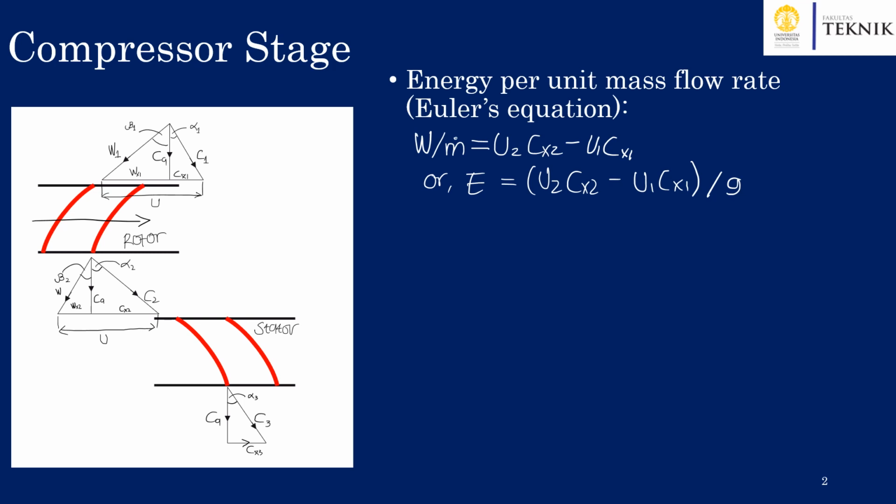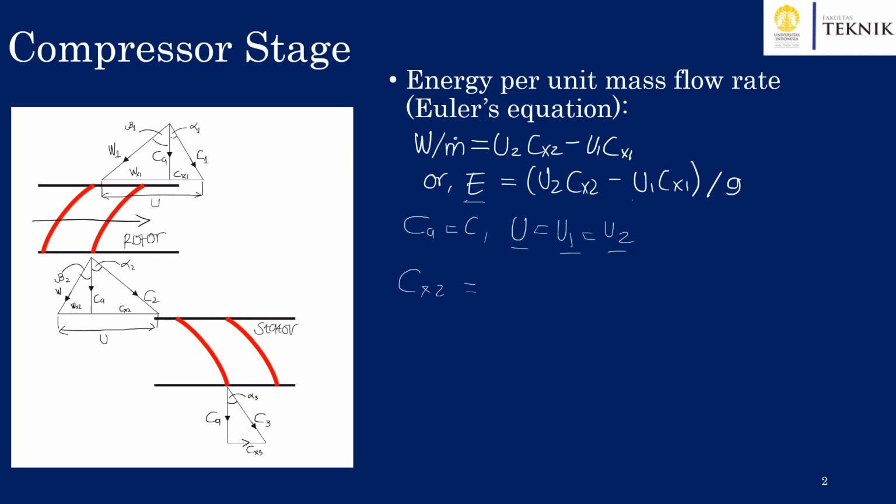Or we can write this as the Euler head equal to U2 multiplied by Cx2 minus U1 multiplied by Cx1, divided by the gravity acceleration. As we can see from the velocity triangle, CA is constant and U is identical throughout the rotor and stator, so we can write U equal to U1 and U2. So they are constant between the inlet and the outlet of the rotor. So we can rearrange the equations to get Cx2 and Cx1.